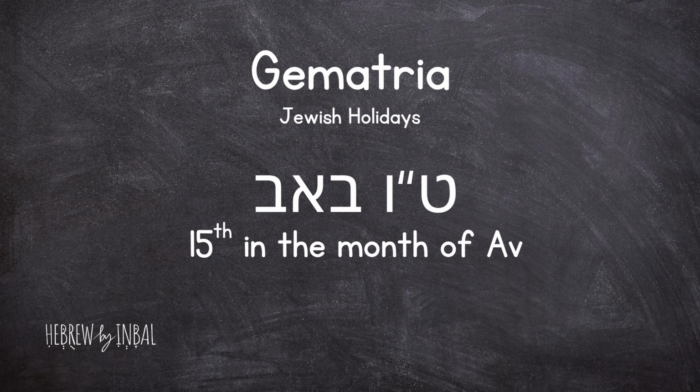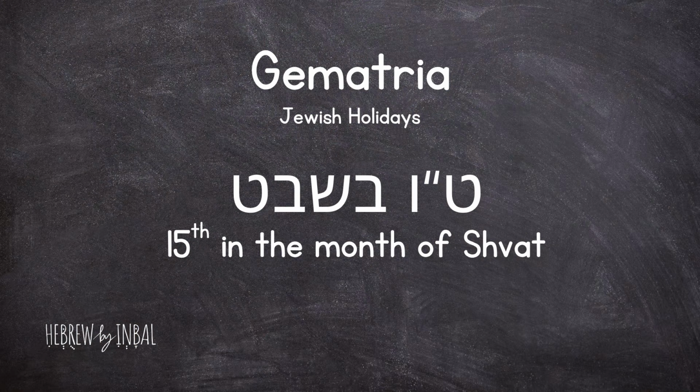So why don't we say Tet Vav B'Av and we say Tu B'Av? Because we use the letter Vav in its vowel sound, which I teach you in Hebrew 3, simplifying the Nikud vowel system and the vowel letters, which I will link below. So Tu B'Av is 15 in Av.